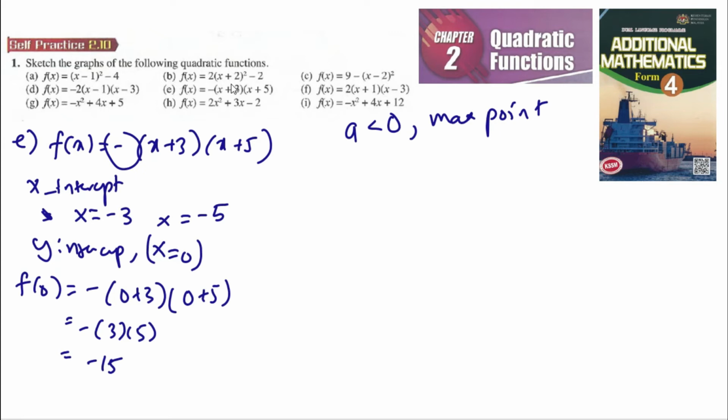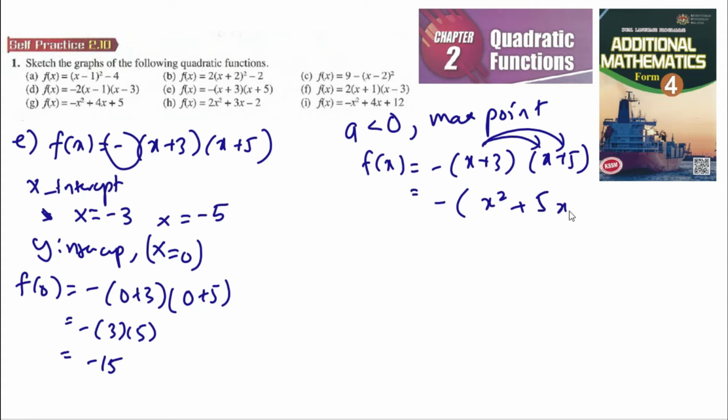And then for the maximum point, we need to do completing the square. So f(x) is equal to -(x + 3)(x + 5). When we expand, we get -(x times x is x², x times 5 is plus 5x, 3 times x is plus 3x, 3 times 5 is plus 15), which is equal to -(x² + 8x + 15).